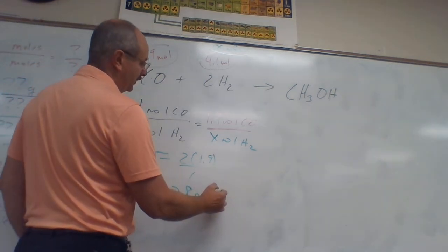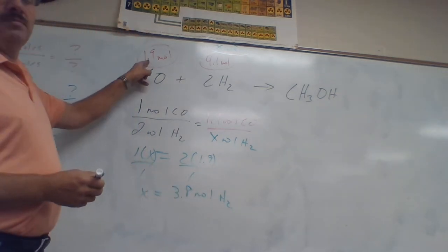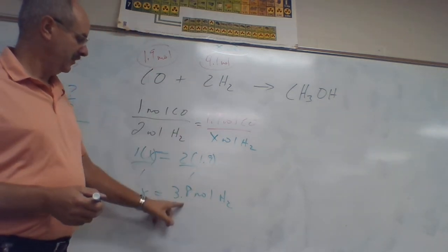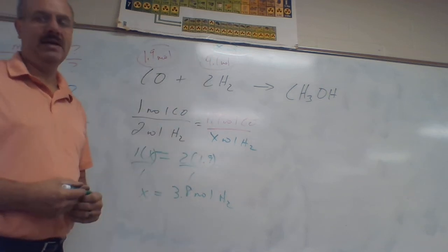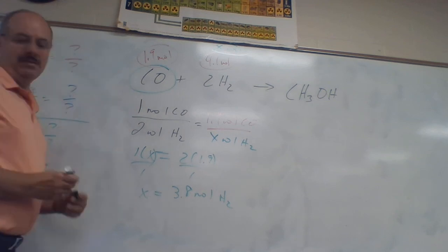That's moles of H2. So according to this, if I use all 1.9 moles of this, I need 3.8 moles of H2. Do I have that? Yeah, I do, and I got a whole bunch extra, don't I? So this right there, that's my limiting reagent.